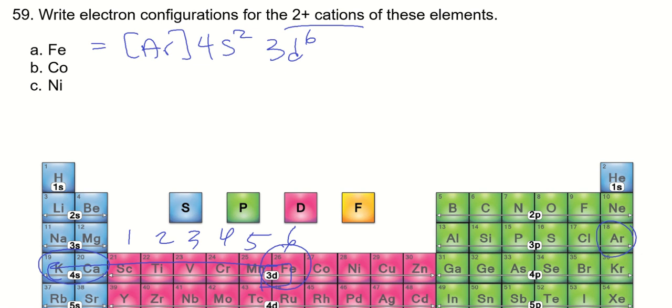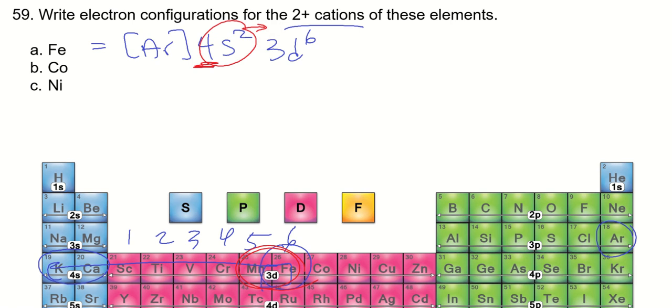Now when we remove electrons, we don't just remove the last one we filled. In other words, we don't remove the last two electrons in the 3d orbital. Rather, we remove from the highest energy orbital first. It's usually your s's before your d's. So we need to remove these two electrons.